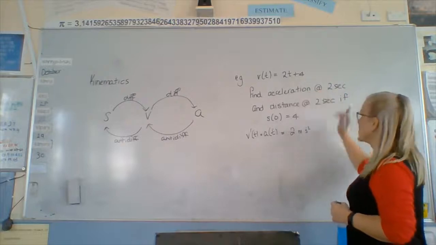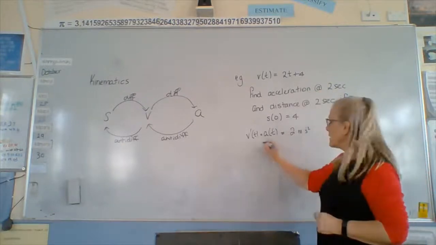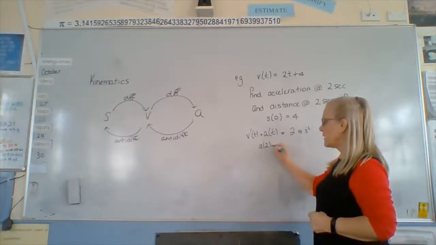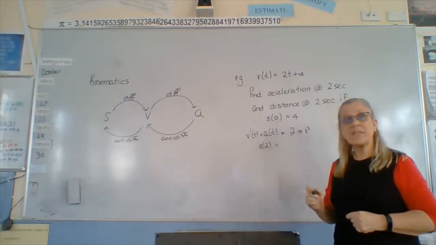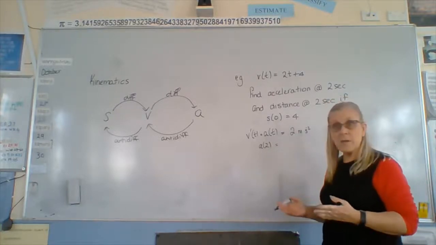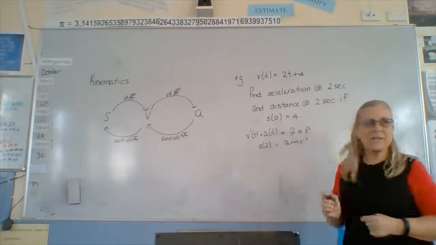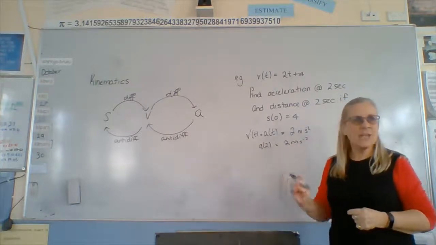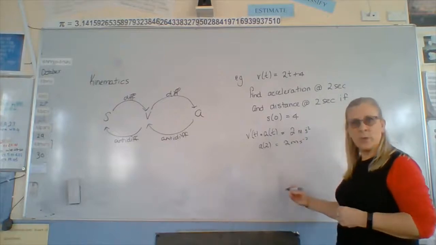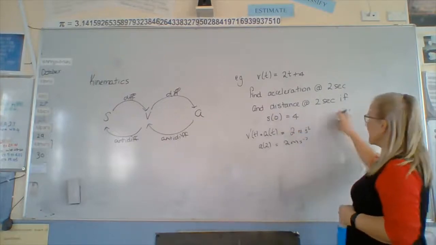All right, so that's fine. Find the acceleration at 2 seconds. So what is it going to be? What is it going to be at 10 seconds? What is it going to be at 3 seconds? What is it going to be? It's going to be 2 meters. It's not a trick. Well, it is a trick, but it's not a hard trick. It just is 2. All right, then we go to the second one.